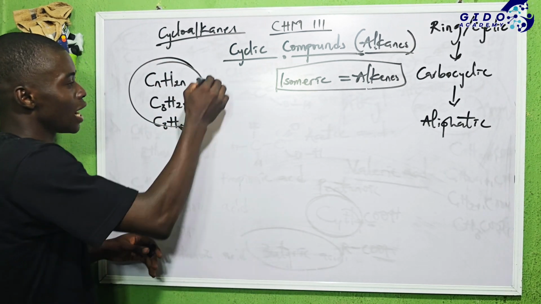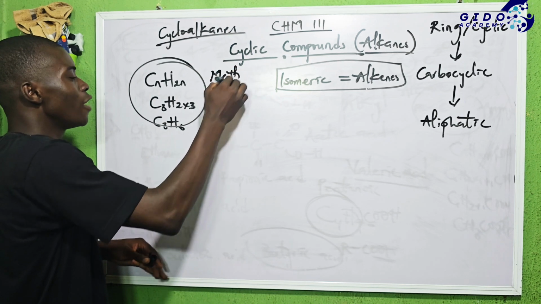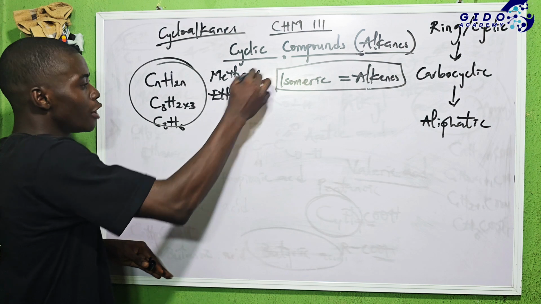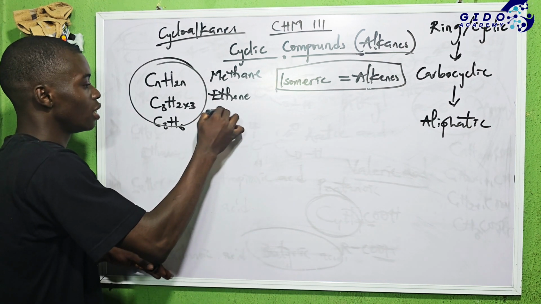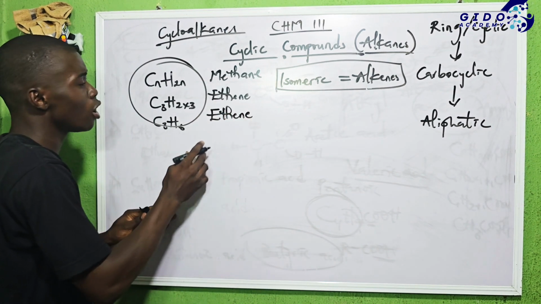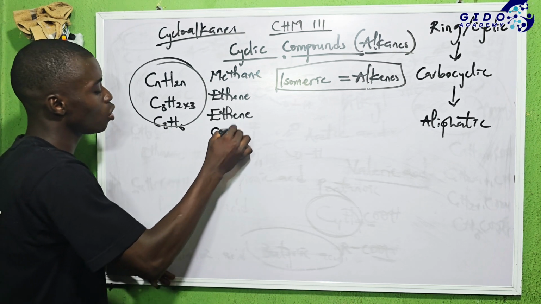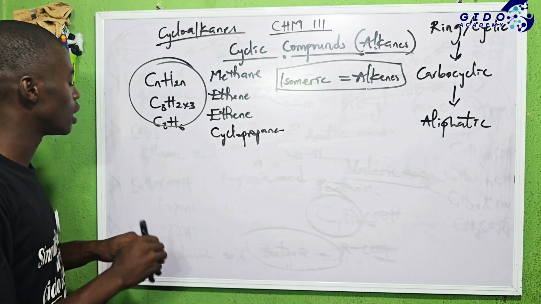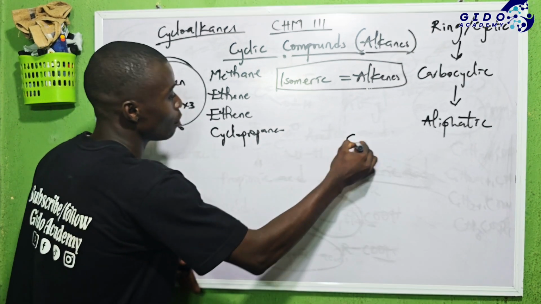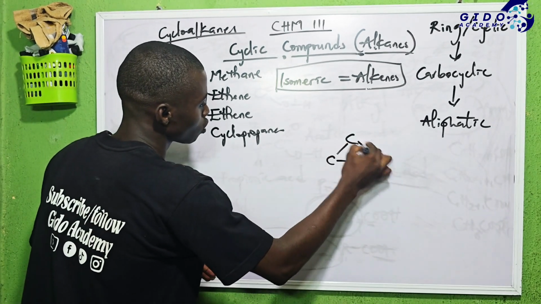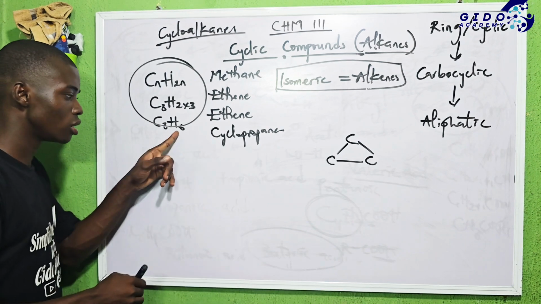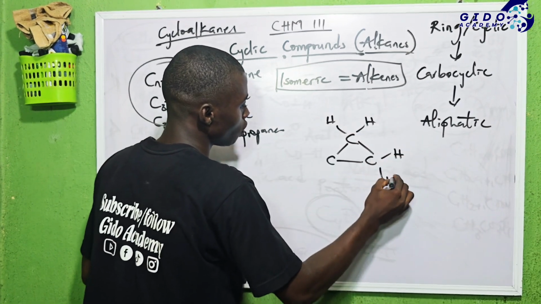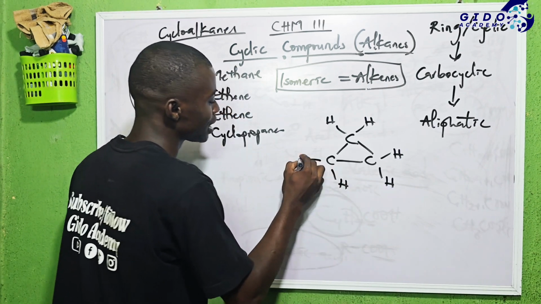For alkane, the first member of an alkane is methane. The first member of an alkene is ethene. The first member of alkyne is ethyne. But the first member of cycloalkane is cyclopropane. So please take note of this. Don't forget. Then if I want to draw this structure, I'll have one carbon atom, two carbon atoms, three carbon atoms. How many hydrogens? Six. One hydrogen, two hydrogen, three hydrogen, four hydrogen, five hydrogen, six hydrogen.